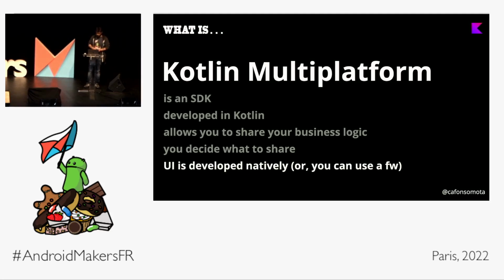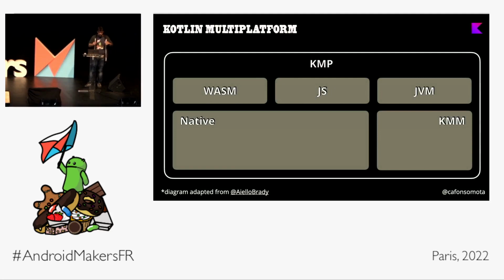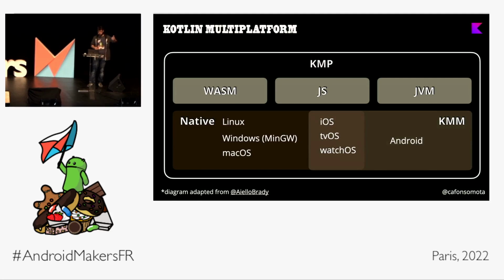Another important thing when you talk about Kotlin Multiplatform is that there are a lot of acronyms out there. A few years ago, you would see something like MPP. Now that means multi-platform, and now you can see it as Kotlin Multiplatform, so KMP. And KMP means that it's going to contain WebAssembly (WASM), JS, the web, JVM, native, and KMM. Native means that you're going to target desktop, for instance, Linux, Windows, and macOS, and iOS, tvOS, and watchOS. And KMM means Kotlin Multiplatform Mobile. That means Android, iOS, tvOS, watchOS.